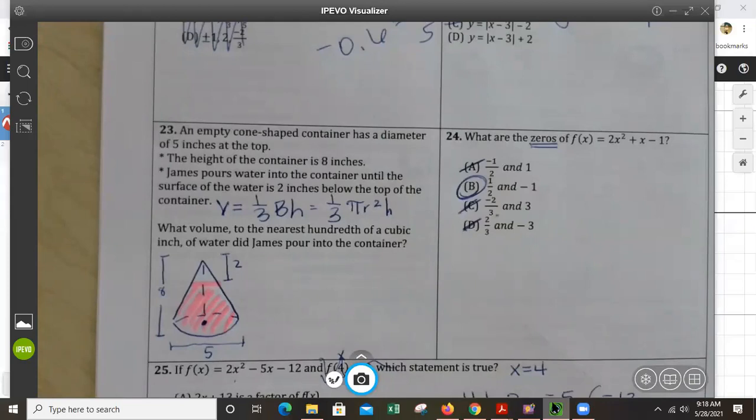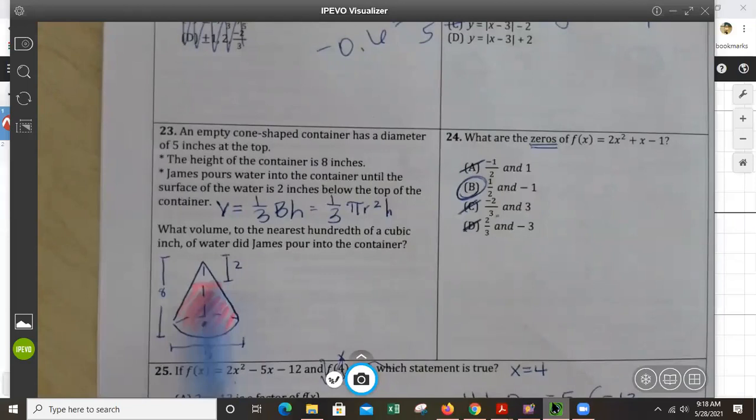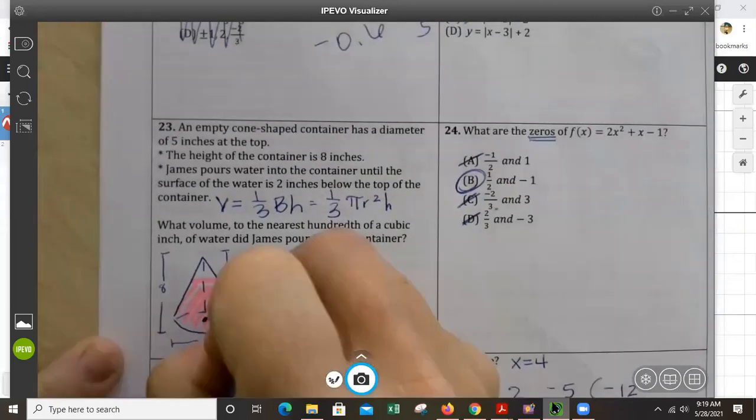So the first thing I want to do is find out the total volume, and then I'm going to take off that top volume that we're not using. Does everybody understand that? Okay. I don't need that top part. I just need the bottom to know how much. So we're going to start with the big cone.